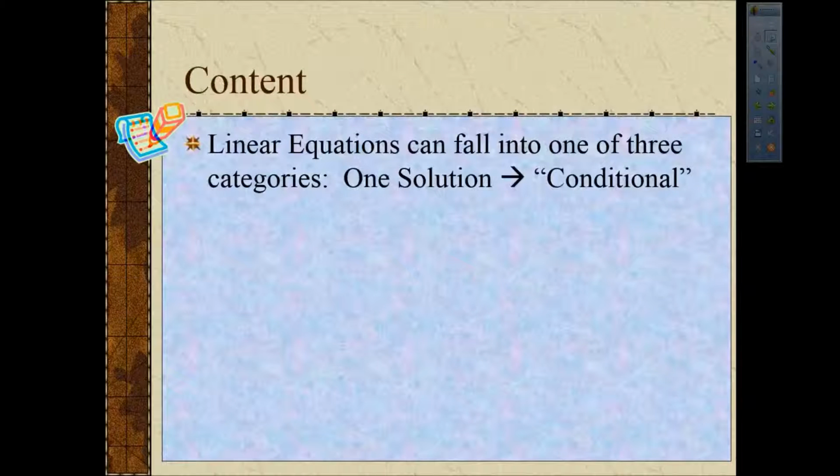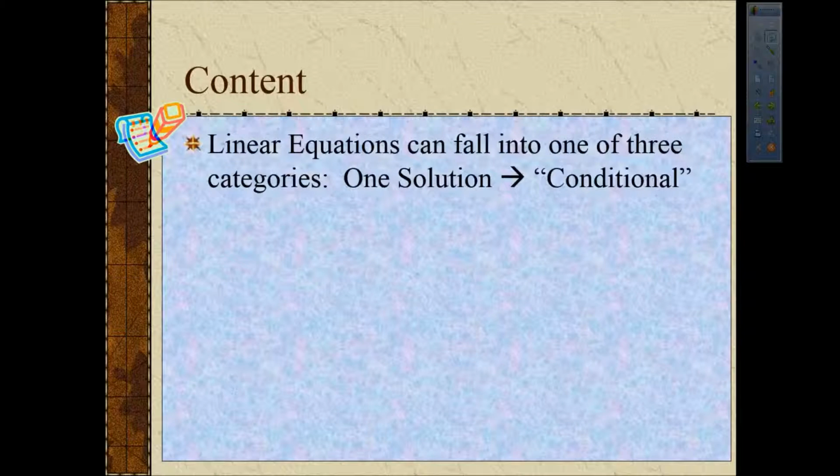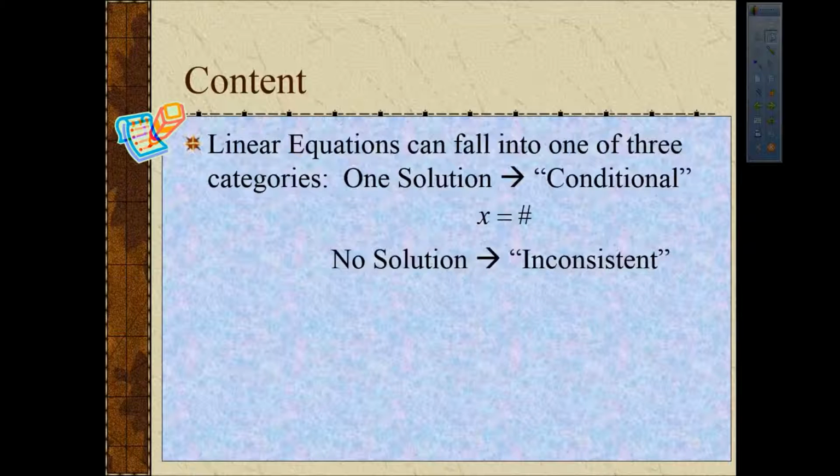So linear equations can fall into these three categories. One solution. The technical term for that is conditional. So it's a little bit of vocabulary you should get familiar with. That's the typical kind of equation that we saw in most of our earlier examples, where x was equal to a single number, and that one number was the only number that could possibly make that equation true. The situation we just ran into, we call no solution or inconsistent.